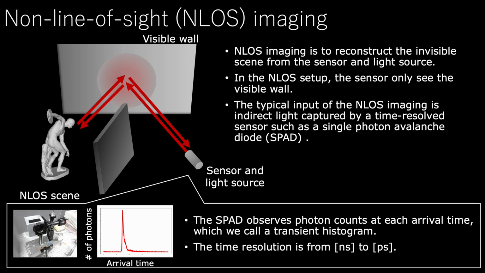The typical input of NLOS imaging is the indirect light captured by a time-resolved sensor, such as a single photon avalanche diode, SPAD. The SPAD observes photon count at each arrival time, which we call a transient histogram. The time resolution is from nanosecond to picosecond.